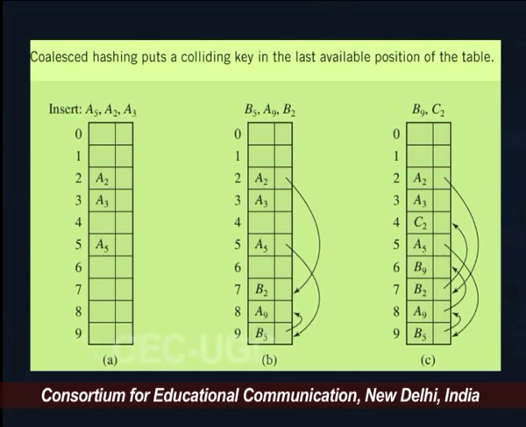Chaining is another method of collision resolution. The first and simplest form is separate chaining. Then we have coalesced hashing, or coalesced chaining. We have just seen this example, which puts the colliding key in the last available position of the table.